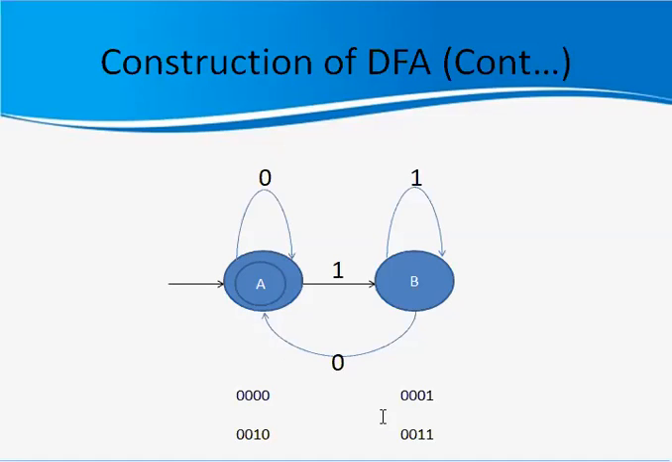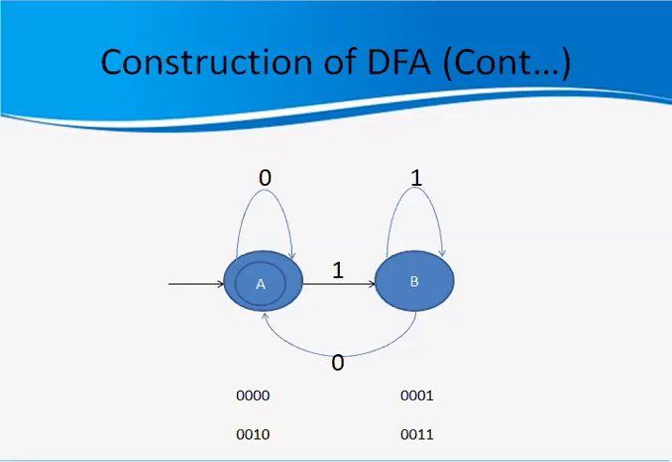Now we will check for the input 0001. So on input 0, from state A, our next state will be A. On second 0, our next state will be A. On third 0, our next state will be A. Now on input 1, our next state will be B. So we have to reject such type of string. So our state B should not be a final state, so that we can reject such type of string.